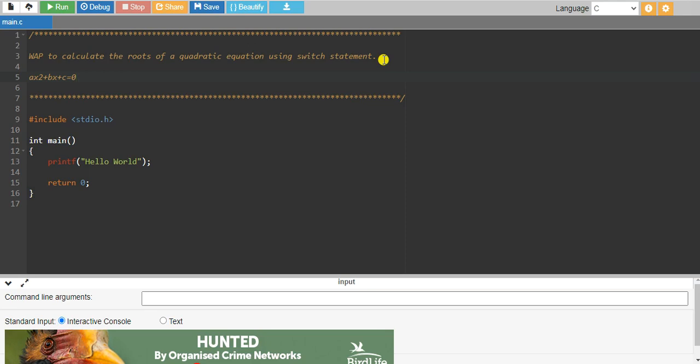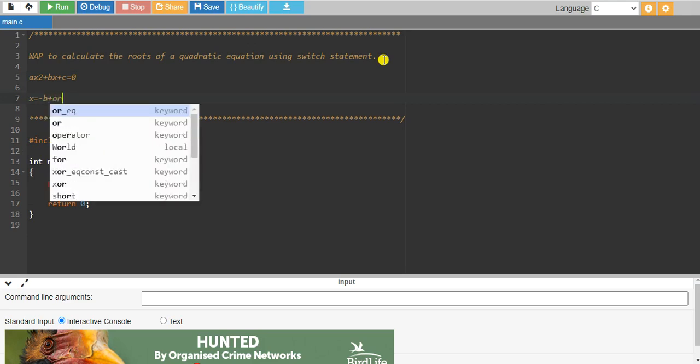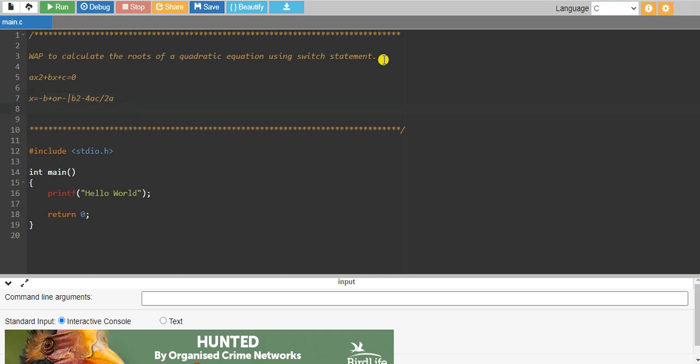Usually quadratic equations will be in this format, that is ax square plus bx plus c equal to 0, and the formula is x equal to minus b plus or minus square root of b square minus 4ac, whole divided by 2 into a. This is what the quadratic formula is. From this we have to find the roots of this equation.